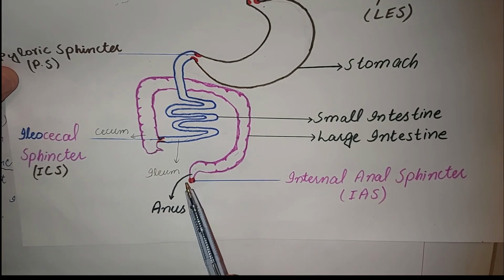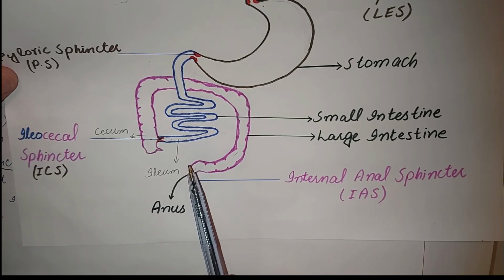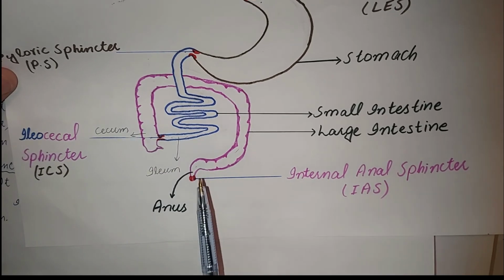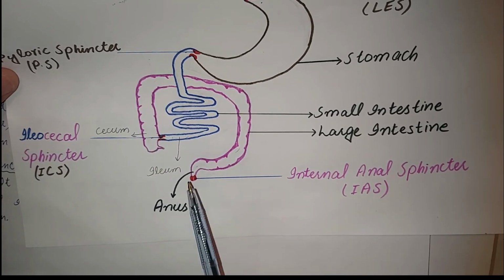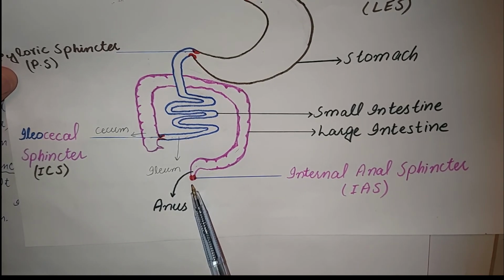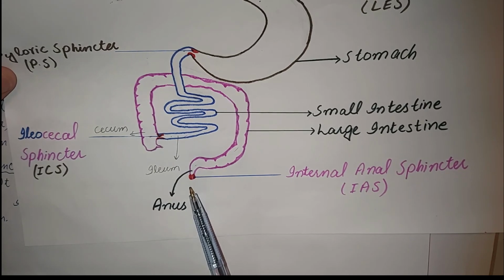What is the function of the internal anal sphincter? It helps to retain the fecal material in the rectum until the controlled defecation of fecal material is possible.